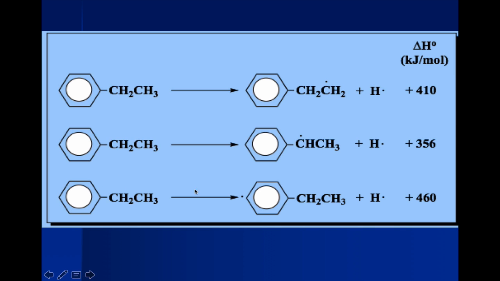Also, you'll see here abstraction of a hydrogen from the actual benzene ring is very high in energy. That's not a very stable radical because this actually is not resonance stabilized by the benzene ring. If you look, the hydrogens are actually perpendicular to the plane of the pi orbitals, and so you can't draw resonance structures for this particular radical, whereas you can for the secondary radical we have here.